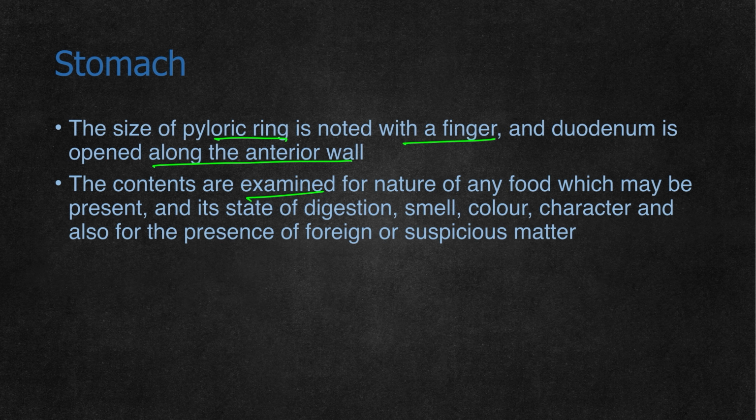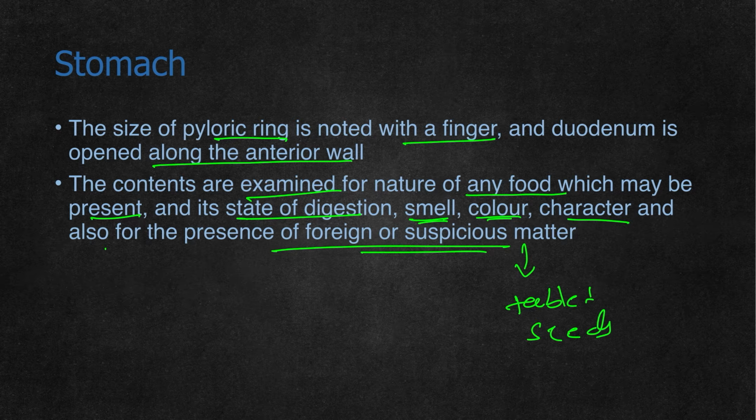The contents are examined for the nature of any food present and its state of digestion, smell, color, character, and also for the presence of any foreign or suspicious matter. Suspicious matter may include tablets, seeds, or any foul smelling object.